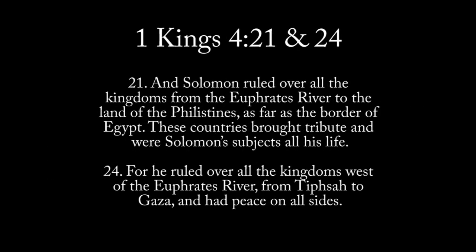This was fulfilled by King Solomon as described in 1 Kings chapter 4, verses 21 and 24. "And Solomon ruled over all the kingdoms from the Euphrates River to the land of the Philistines, as far as the border of Egypt. These countries brought tribute and were Solomon's subjects all his life. For he ruled over all the kingdoms west of the Euphrates River, from Tifsah to Gaza, and had peace on all sides."